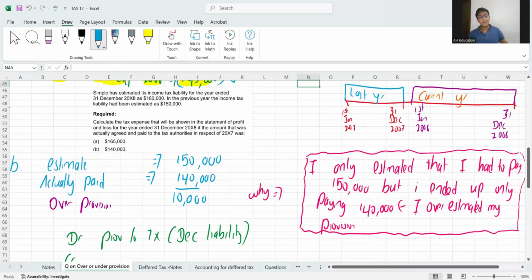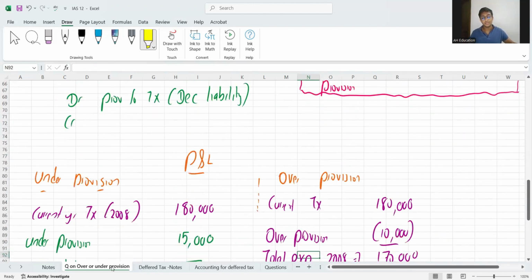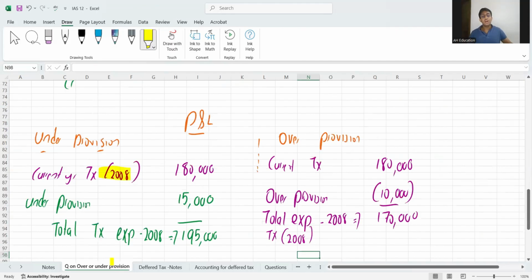Again, the same thing. Your current year estimate for 2008 is how much? 180,000. Now this estimate is under your current year. So under your current year, you all estimated that for the next year, you all will be paying 180,000 of current year tax expense.